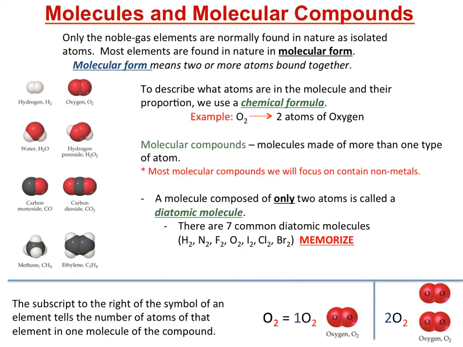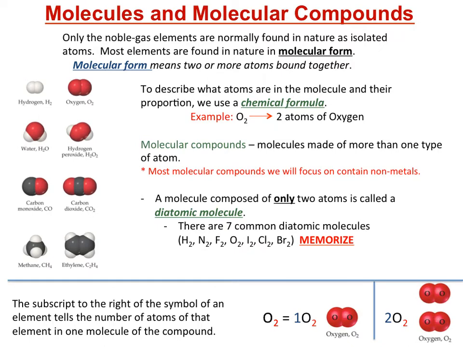So when we think about different compounds, one of the things that we have to think about first is that only the noble gas elements, group 8A, are going to be found in nature as isolated atoms. Most of the elements we find are found in some kind of form, which we call the molecular form. And the molecular form just means that we have two or more atoms that are bound together.